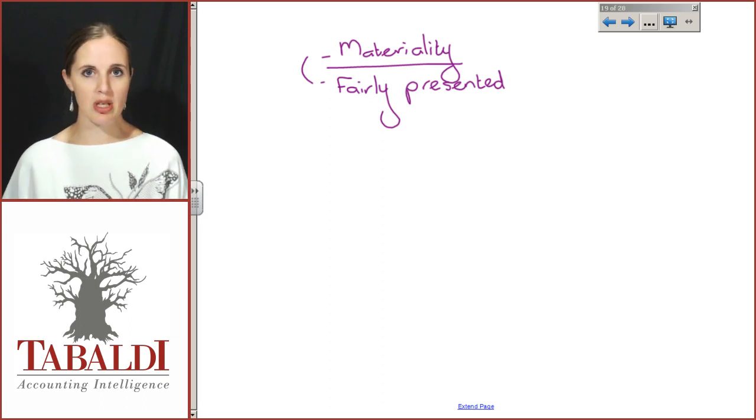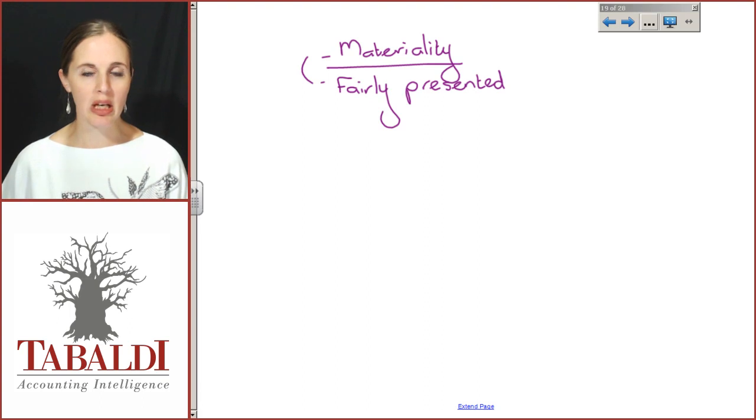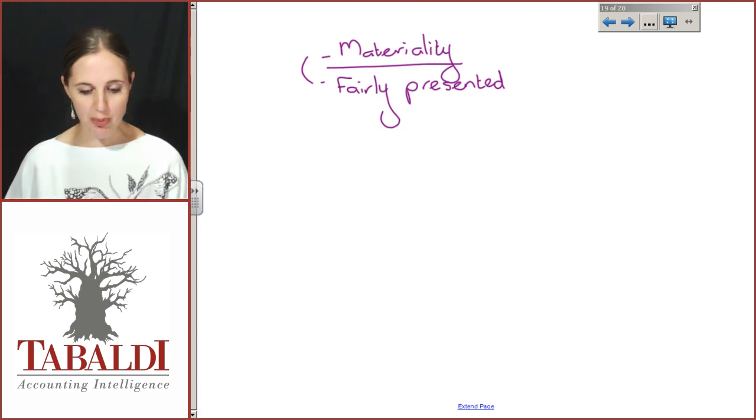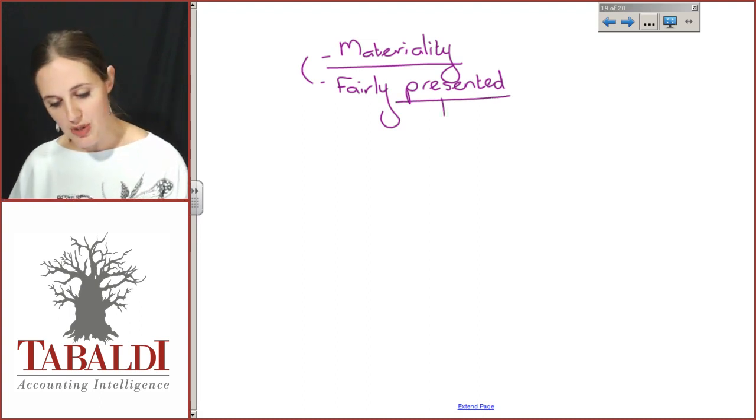So if I say to you that something is material, we talk about something not being fairly presented. If it is not material, it is fairly presented. So the idea of materiality and fair presentation is put together. The first thing I want to be very careful about is the concept of presented.